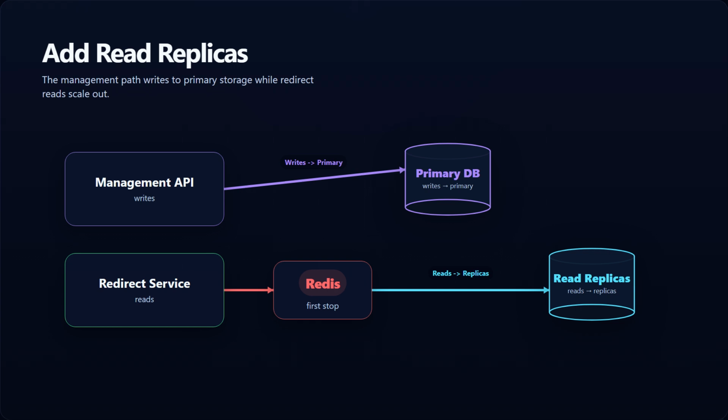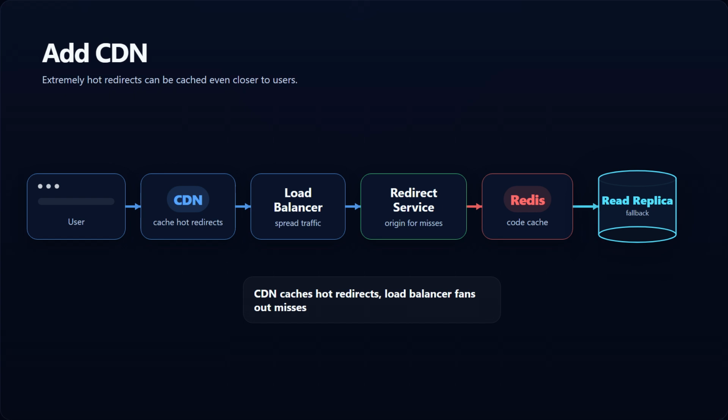And if we want even lower latency, we can push caching even closer to the user. For very hot links, even reaching the redirect service can become unnecessary work. A CDN can cache those redirect responses at the edge, closer to users around the world, which cuts latency and reduces origin traffic even more. That means the hottest requests might not even touch our core system at all.